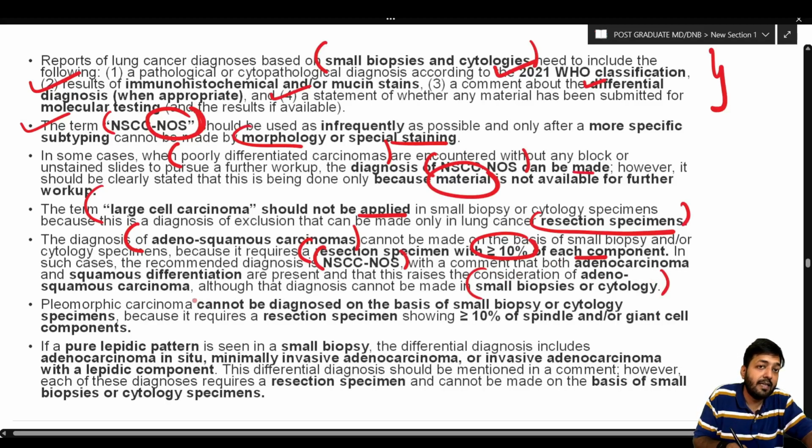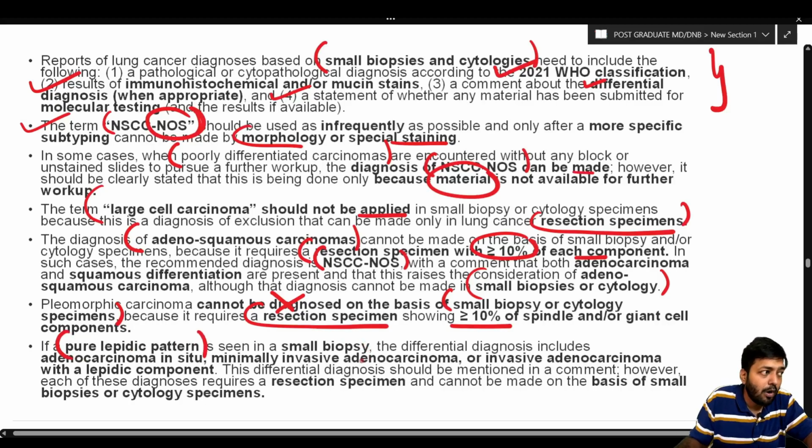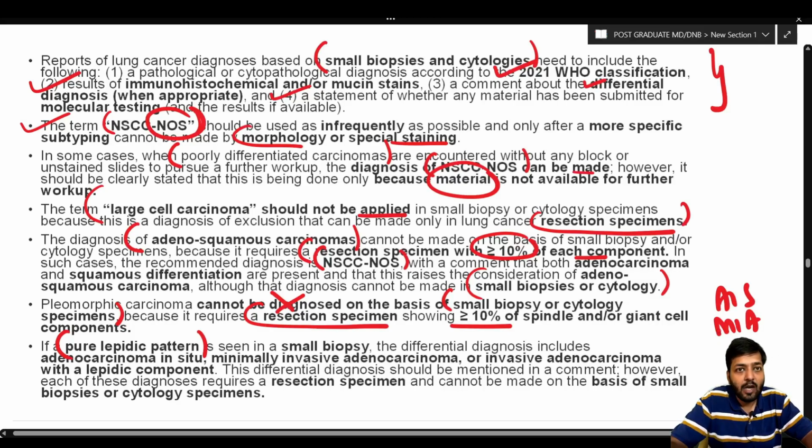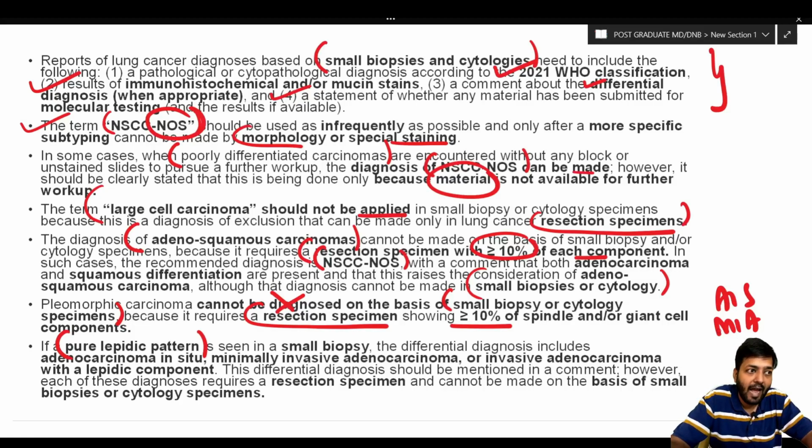Again, pleomorphic carcinoma, that is the one having sarcomatoid features, or sarcomatoid carcinoma, cannot be diagnosed on the basis of small biopsy or cytology specimen because it requires a resection specimen showing greater than or equal to 10% of spindle and/or giant cell component. If a pure lepidic pattern is seen in a small biopsy, the differential diagnosis includes adenocarcinoma in situ, minimally invasive adenocarcinoma, or invasive adenocarcinoma with lepidic component. So over here, we cannot be sure about the invasion, and to rule out invasion, we have to have a resection specimen.